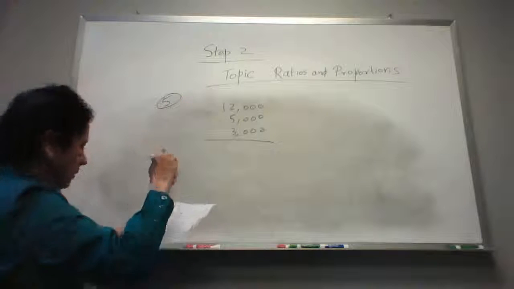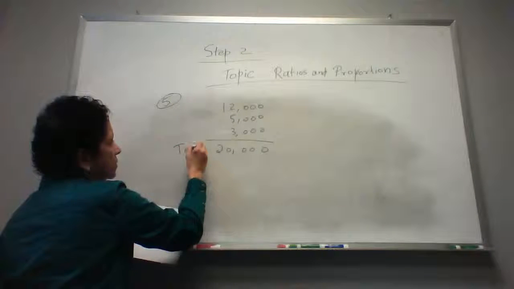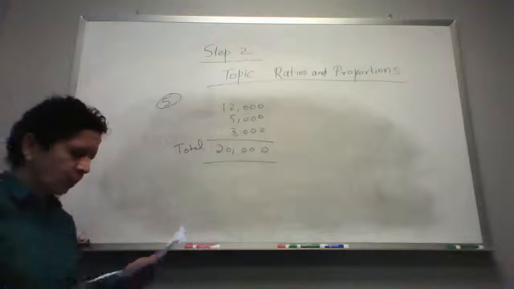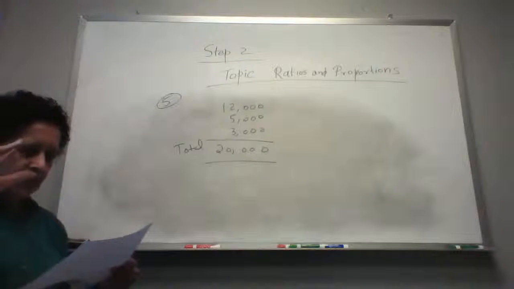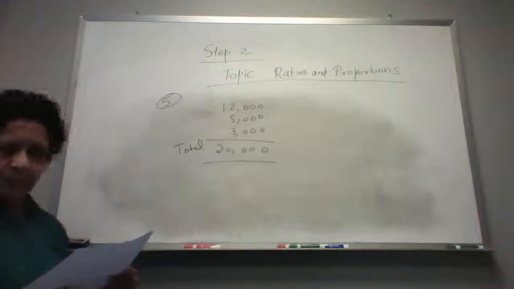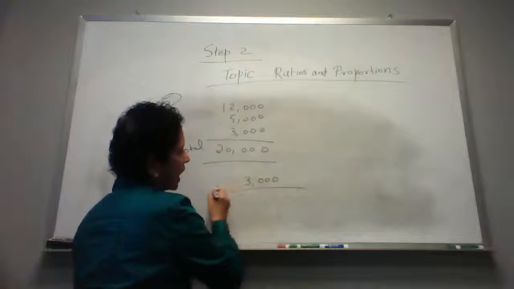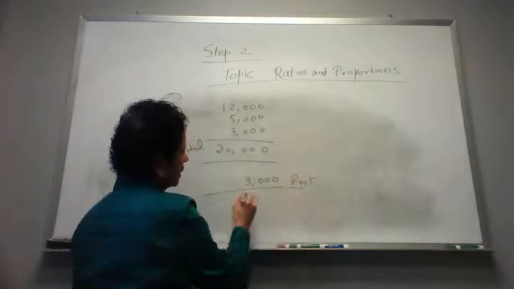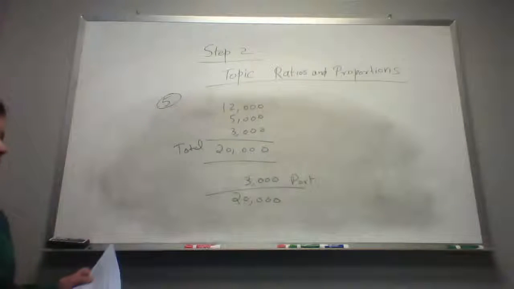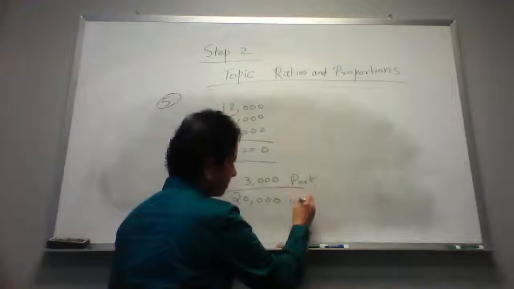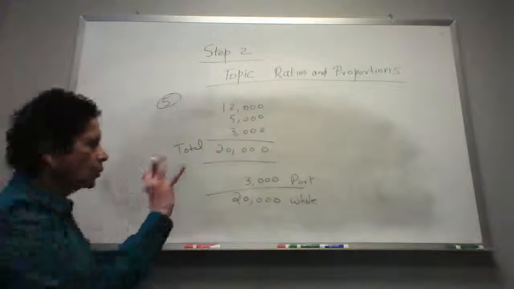So if you add them up, so that is 20,000 acres, that's a total, that's a whole or the total, right? Out of that, only 3,000 acres he is using for vegetables, okay? So for vegetables, he is using 3,000 acres out of, so this is the part, right? And the whole is 20,000, right? So this is the whole, okay? So now the question is the percent. So now you can set it up.